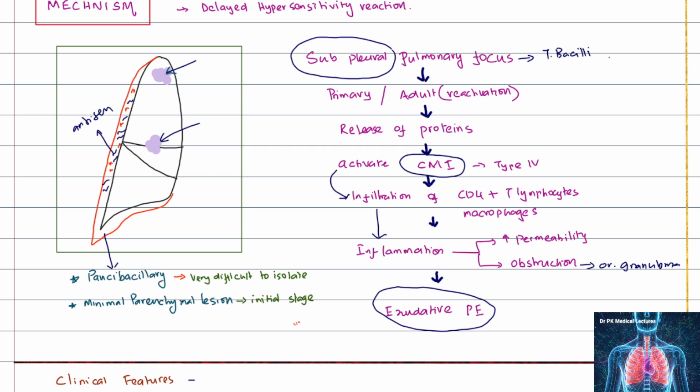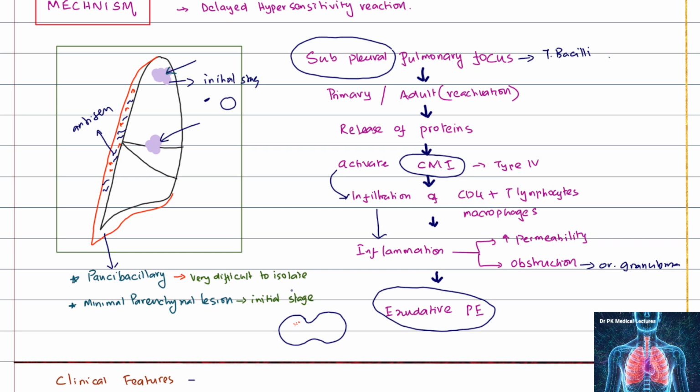Then regarding this parenchymal lesion, this lesion is in its initial stage, which means there is no consolidation or cavitation. So if you take a chest X-ray, what you can see are only the features of pleural effusion. It is very difficult to identify the pulmonary focus. Even if you take CT thorax, you can see only minimal pulmonary infiltrate along with the features of pleural effusion. This is regarding the mechanism of tuberculous pleural effusion.